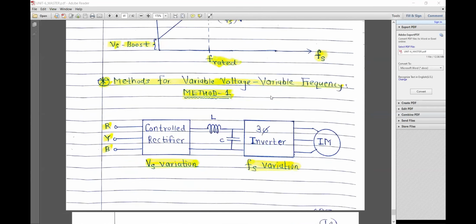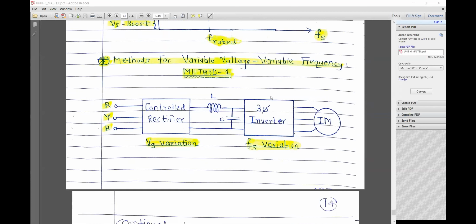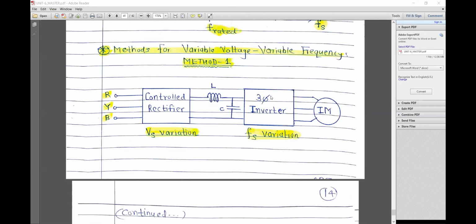The first method is called method number 1. Here you see we are having a 3-phase rectifier as the first block. The output of the rectifier is DC, which is filtered, and we have an inverter.